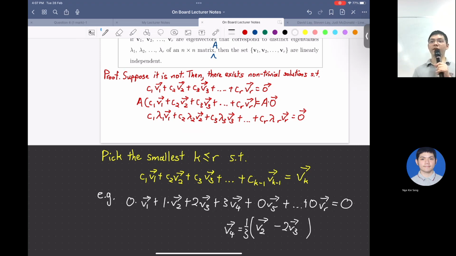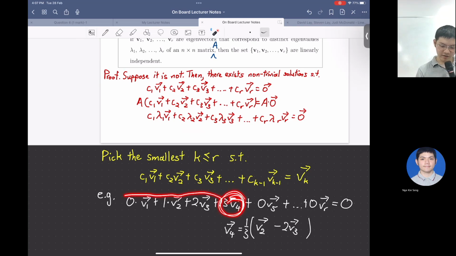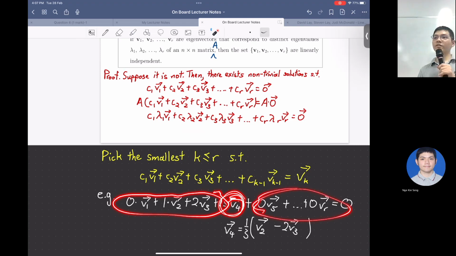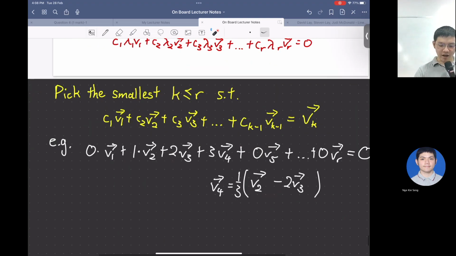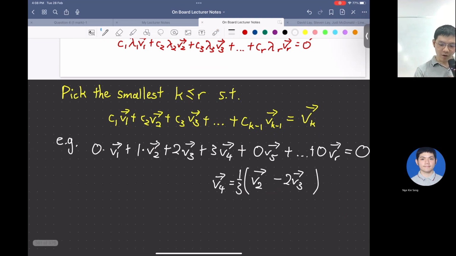Like this. Okay. Does it make sense? So I pick the smallest such that I can write this guy in terms of the rest below it. Because all here are zero already. This one doesn't matter, but here matters. I can write V4 as this. Make sense? Okay. So now this one will be a little bit more helpful.